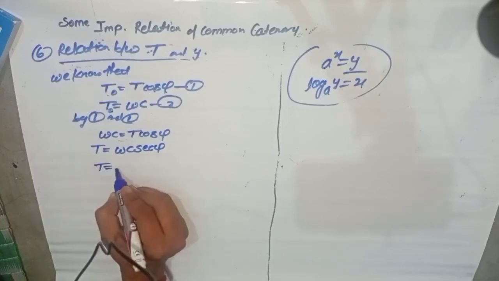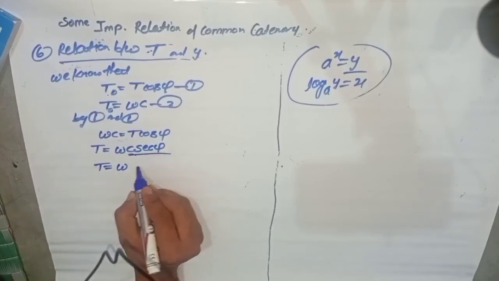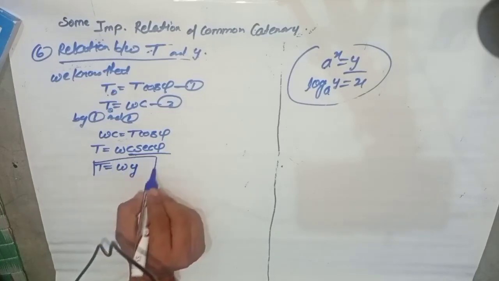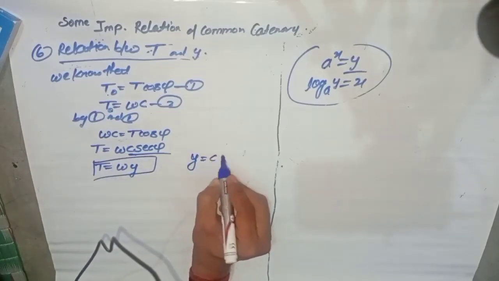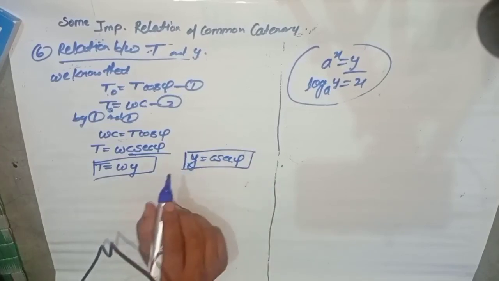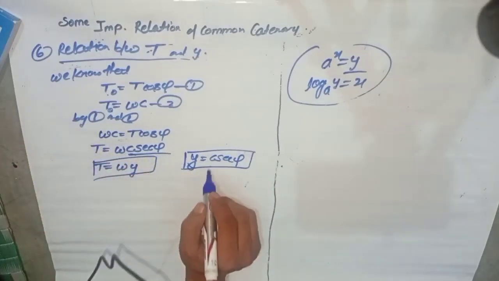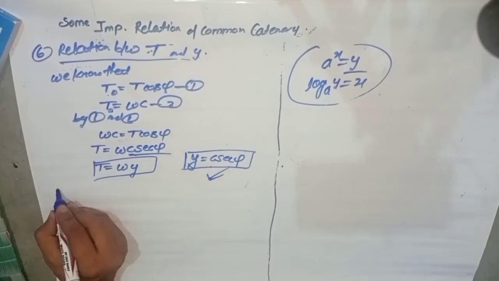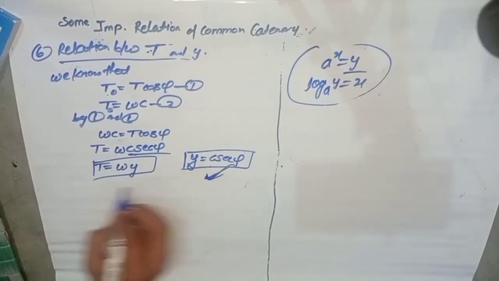Now T equal to w y, and the value of c sec psi is y. Okay, y equal to c sec psi. This was proved in the previous lecture. This is the fourth relation.